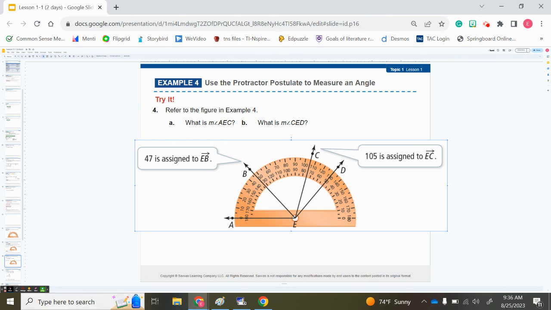What about CED? Who's got that one? Go ahead. 25. Nice job. So if you look, you're going C to E to D, and you know the whole thing is 130. That's one thing you can do. So you can state 130 minus the 105, and that should give you 25.